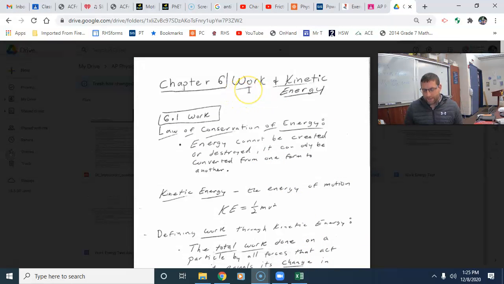Back to just some other general ideas before we jump into some problems about work. This whole chapter is titled Work and Kinetic Energy, and as we go through it, we'll see they go hand in hand.